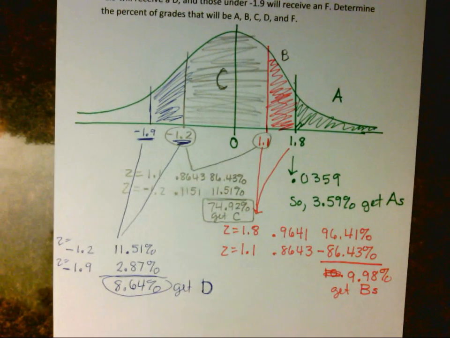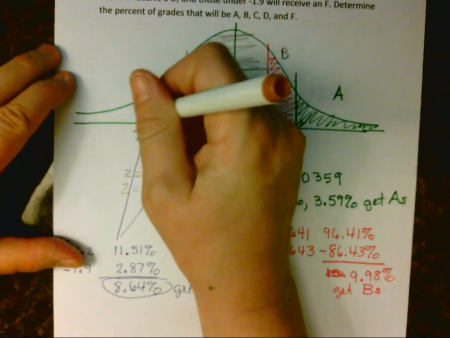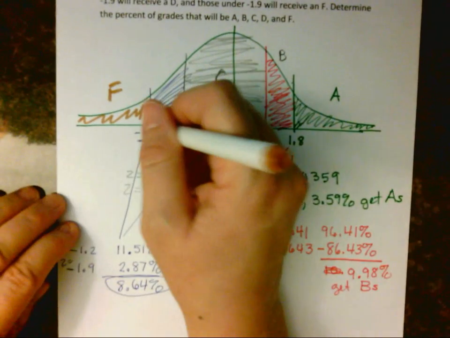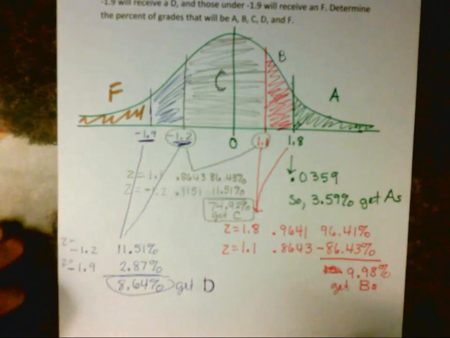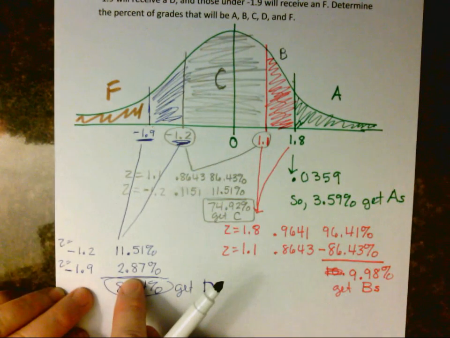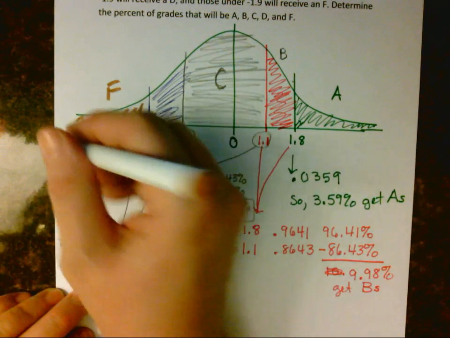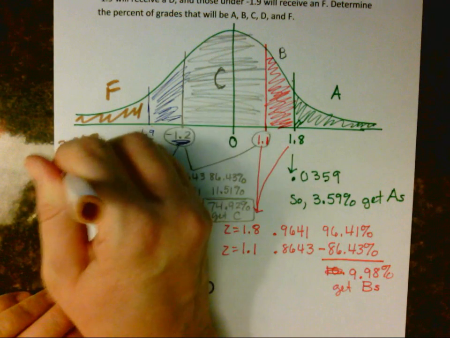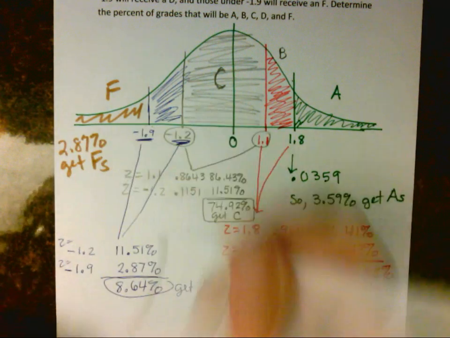And finally, we're ready for the F's. Yay! These below this are going to be F's. So all I have to do here is look up the negative 1.9. And I looked it up a minute ago and I got 2.87. So 2.87% get F's.